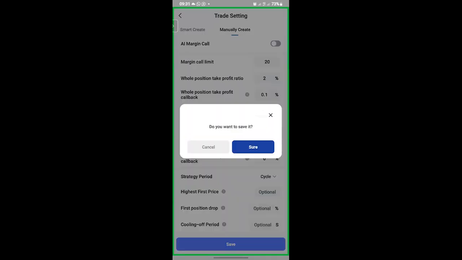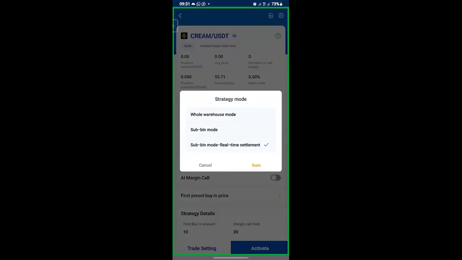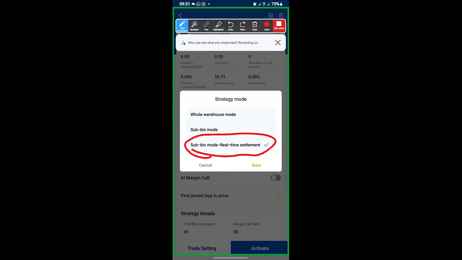Then I click sell. After saving, you click strategy mode. This is where you don't have to forget. Sub-in mode real-time settlement is what enables the sub position to be sold. With sub-in mode real-time settlement, whatever is bought is sold and you're given profits. With sub-in mode, whatever is bought can be sold, but you will not be given profits until all positions are closed. With whole warehouse, everything that is bought can be sold, but at once.